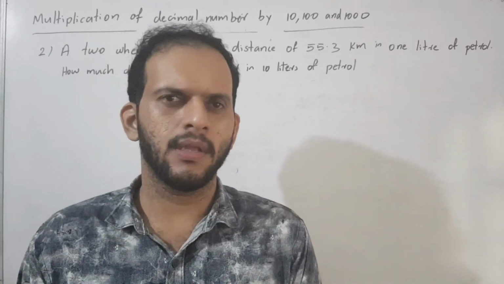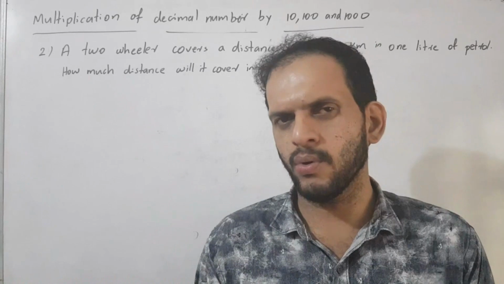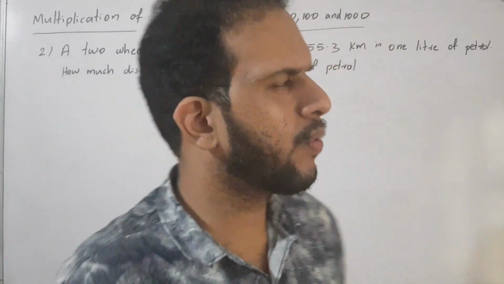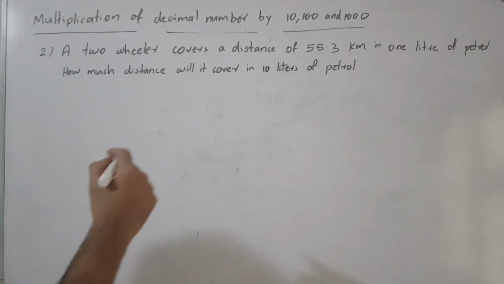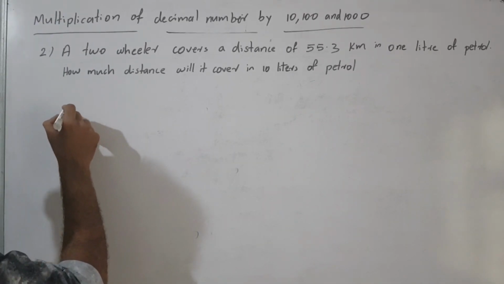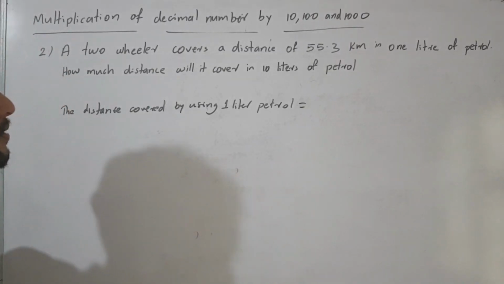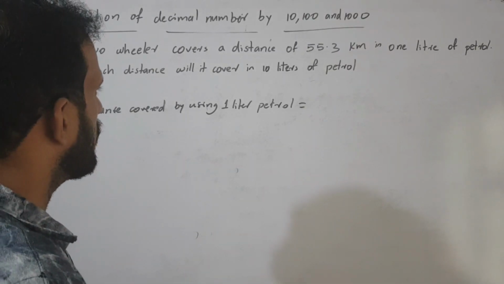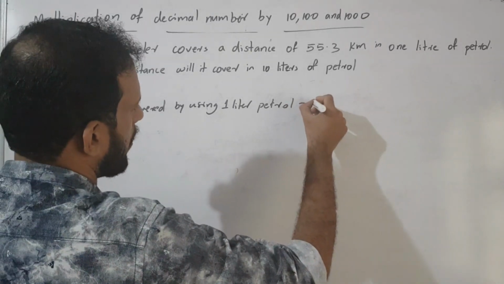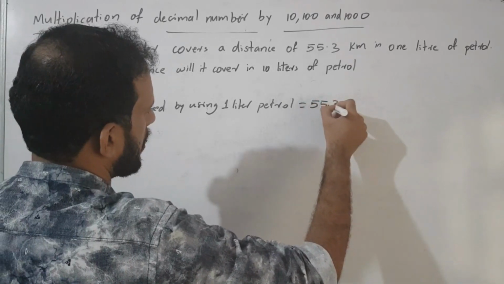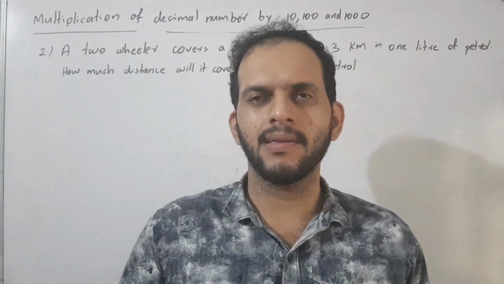So it's very easy, correct? Then how do we do the work? Yes, just multiply 55.3 into 10. Correct. So then how do we start? The distance covered by using 1 liter of petrol is equal to 55.3 kilometer. Therefore, so we started like this.